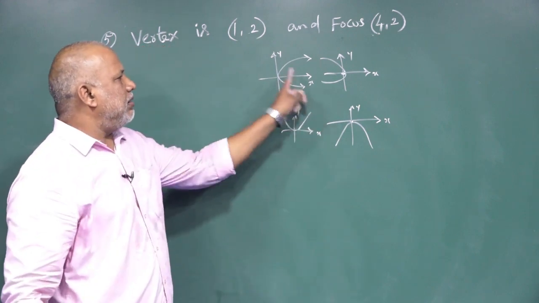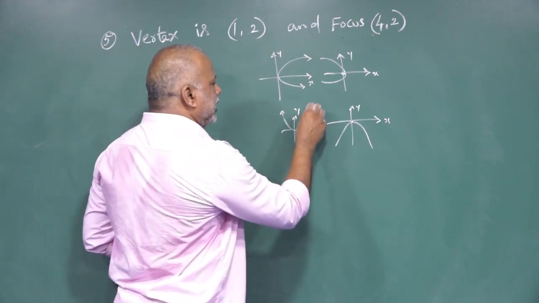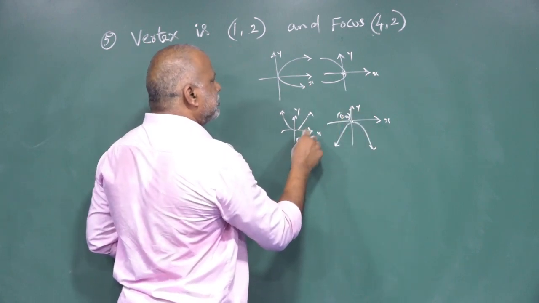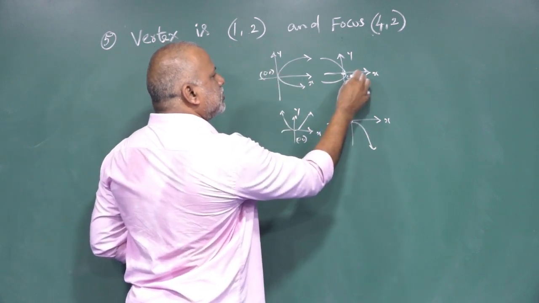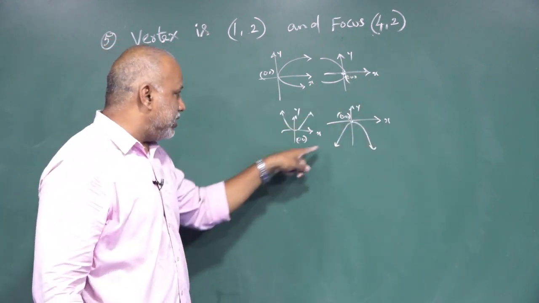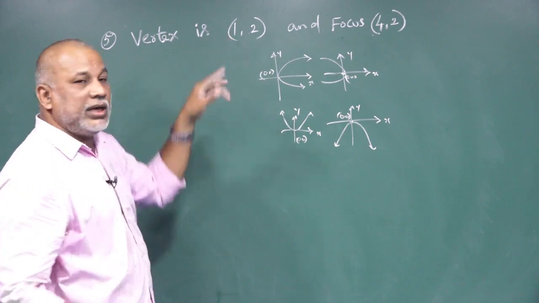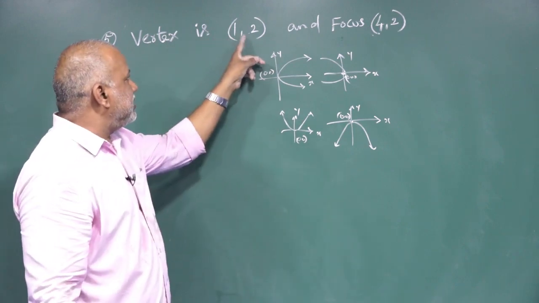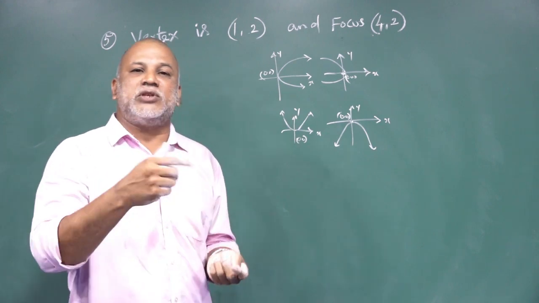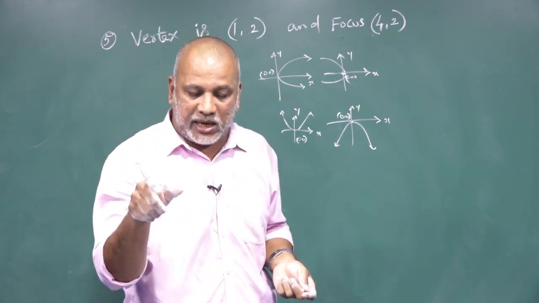See here, all the parabolas pass through the vertex. Here the vertex is (0, 0) for all the types. Instead of this vertex (0, 0), now we have a new vertex. What is the vertex? (1, 2). Therefore, already we explained, shifting the vertex from (0, 0) to some other place (h, k).